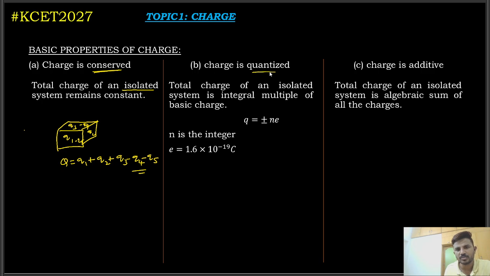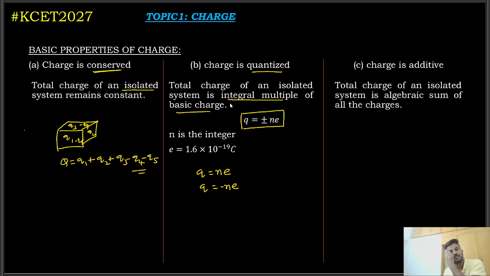Next we have charge is quantized. The total charge will be an integral multiple of the basic charge. So that is Q is equal to n into e for positive charge. If it has n negative charges, then it is given by minus n into e. Okay, so this is about charge is quantized. Total charge of an isolated system is an integral multiple of the basic charge.